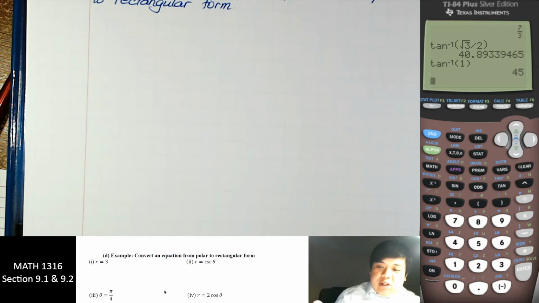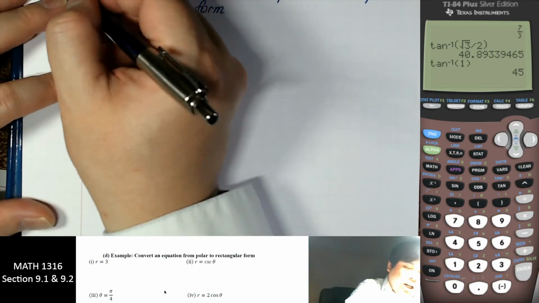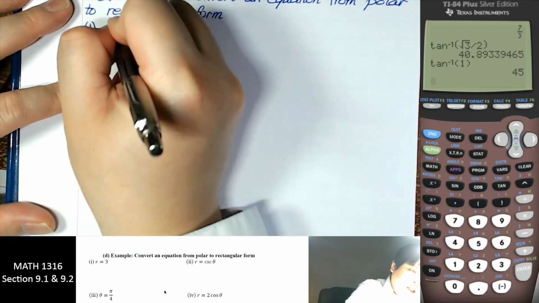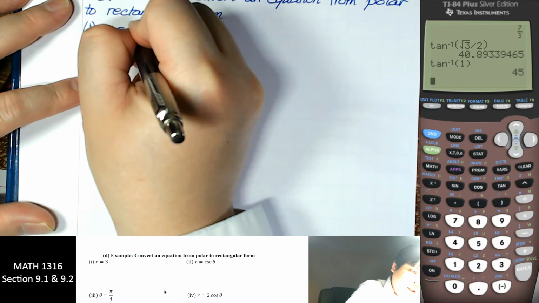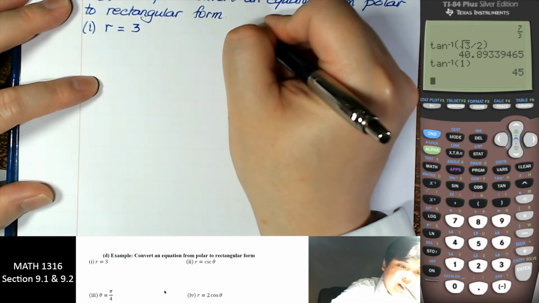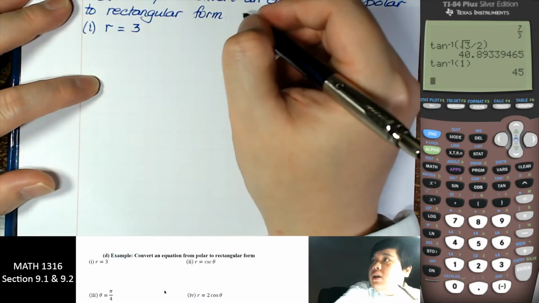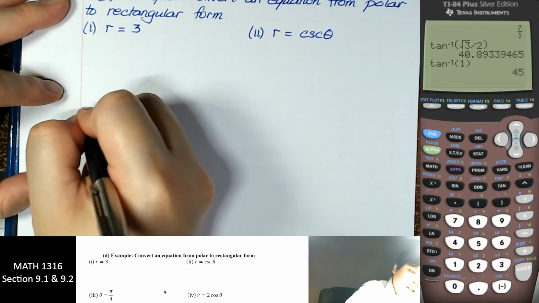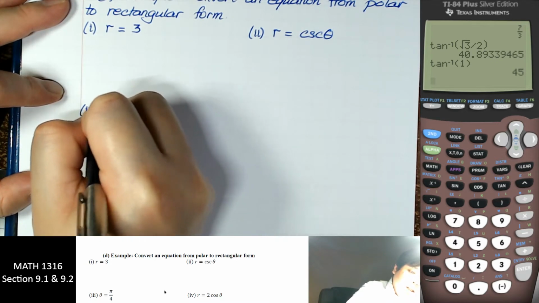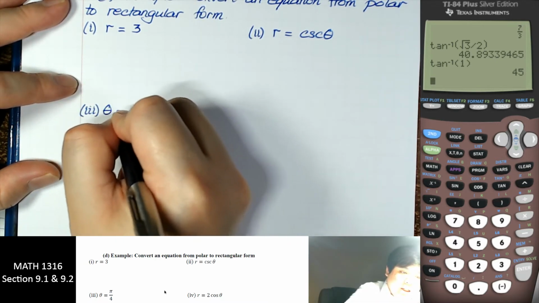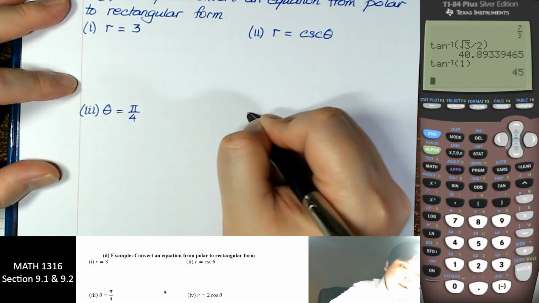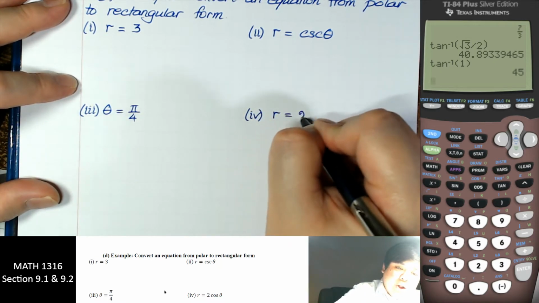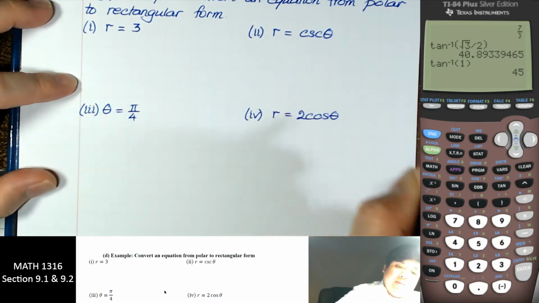Right. Let me just write down the problem first, and then we look over that with the formula next. So the first one is r equal to 3. The second one, r equal to cosecant theta. Number 3, theta equal to pi over 4. Number 4, r equal to 2 cosine theta.